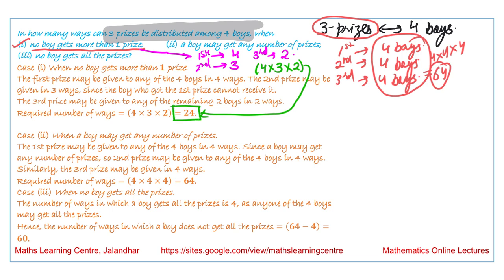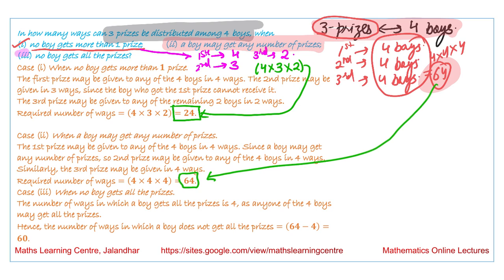The second case we have is, a boy may get any number of prizes. This case we have already seen, that 3 prizes are there and 4 boys are there. So the total number of options we have is 64. And the last case we have is, no boy gets all the prizes. The total number of options we have is 64. These are the total options we can have.